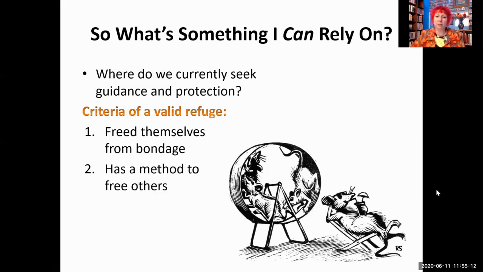Do they have a method that can free others? It's no good being able to just free yourself. You have to be able to show practices, a technique, an explanation. How do I get there? We have to find that medicine for the mind. So that's another criterion as well.